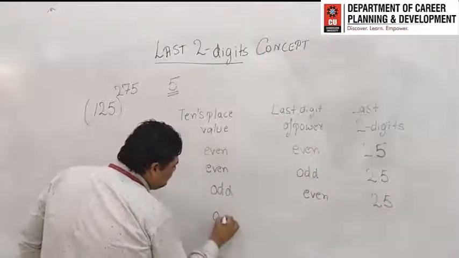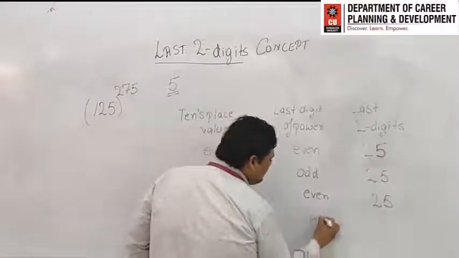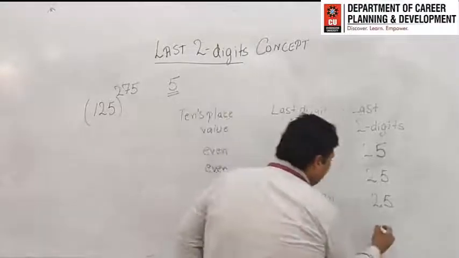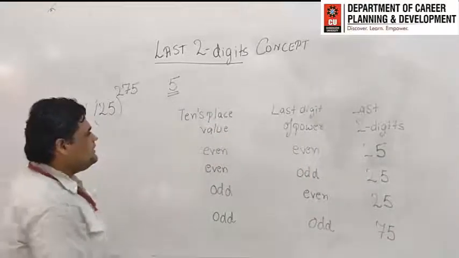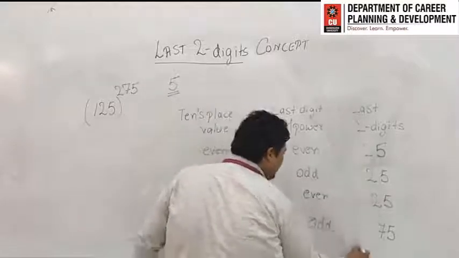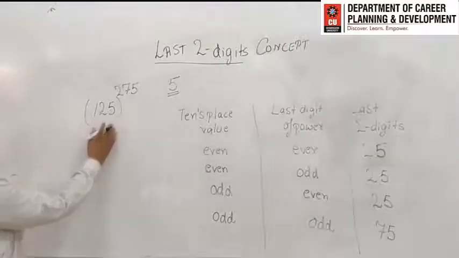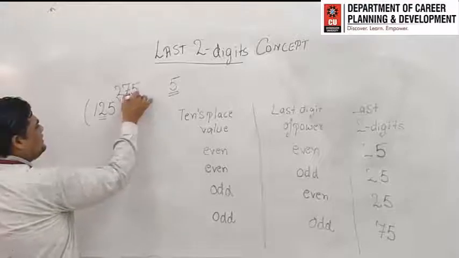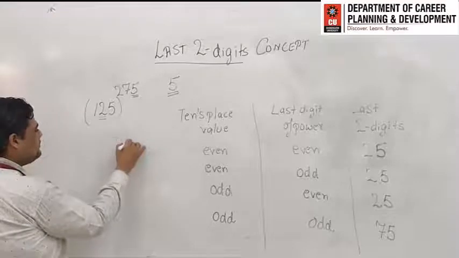But if the tens place value is odd as well as the last digit of the power is also odd, if both of these are odd, then only it will end with 75. You just have to remember this concept and you will find the last two digits whenever the number is ending with 5. So here the tens place value is even and the last digit of the power is odd, so it will end with 25.